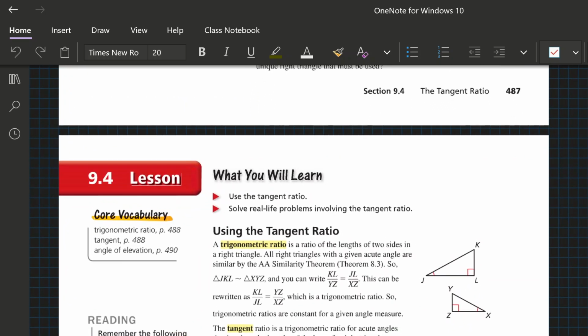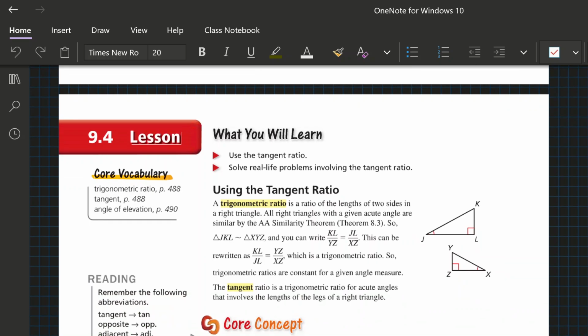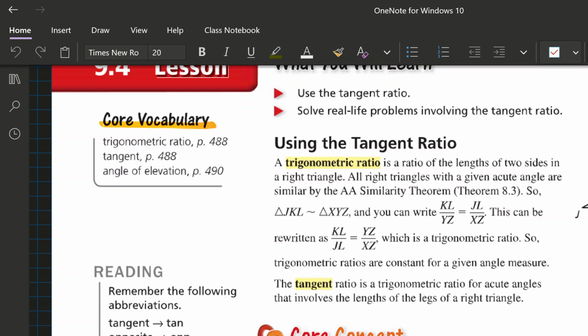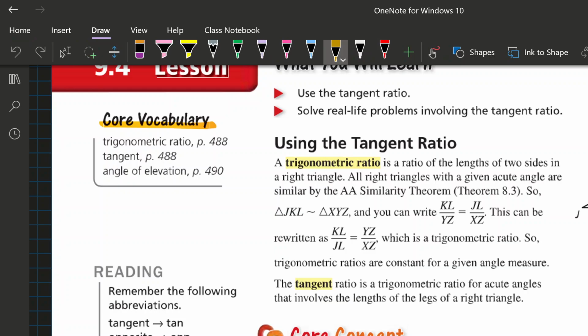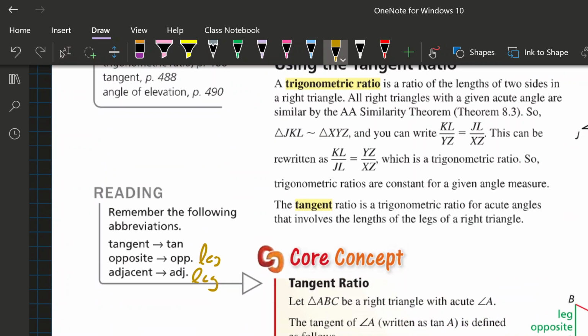First off, don't be afraid to look at your book. This is one of the biggest weaknesses of students nowadays: not reading this, getting the variables in there. We're working with the tangent ratio here. Remember, opposite means opposite leg. Adjacent means adjacent leg. You also have to identify the hypotenuse, whether they ask you to or not, because you've got to be able to distinguish between that and the adjacent leg for angle A.